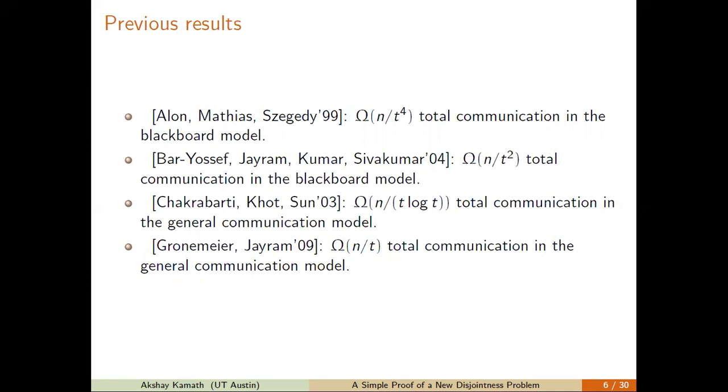We will be looking at the blackboard model in this talk. And in this model, the messages of the players are visible to every other player in the protocol. So you can assume that each player writes his message on a blackboard.